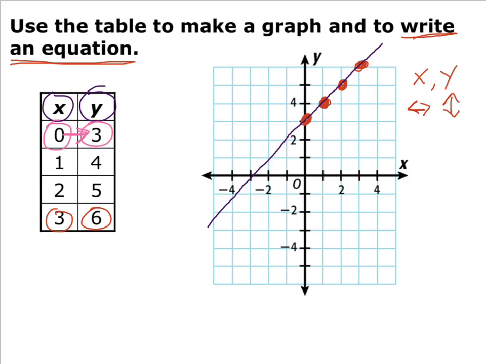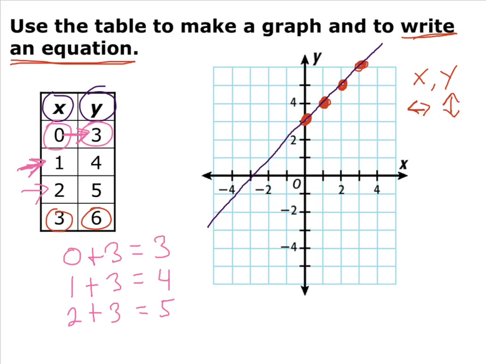If we take our 0 plus 3, that gives us 3. Let's try our next line right here, the 1. Okay, so if we plug in 1, plus 3, that gives us 4. Let's try the next one, 2. 2 plus 3 gives me 5.